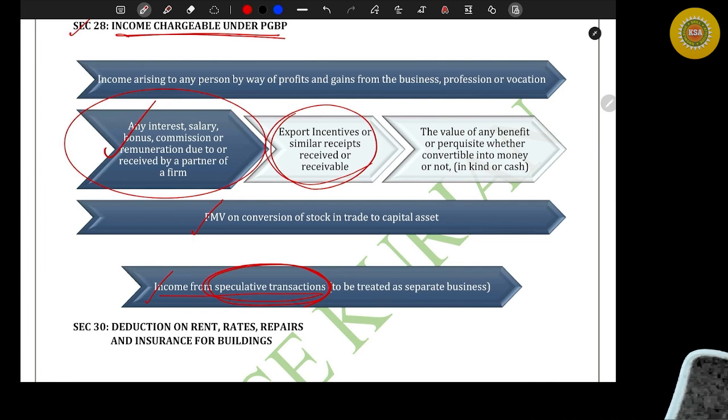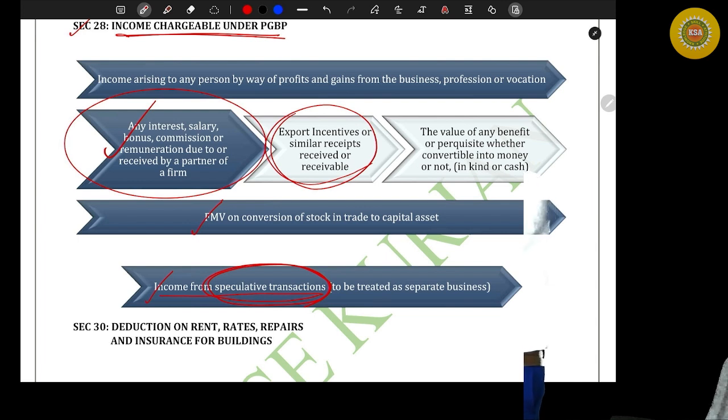Are you all with me? Say I've done it only once in my lifetime. So if I've done it only once in my lifetime, then people will say you have to put it under capital gain because there is no frequency of occurrence of the transaction. Yes or no? But the income tax department says it is not like that.